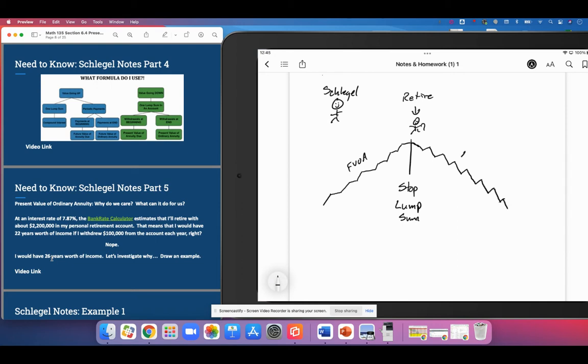And so this is going to be a present value of ordinary annuity now, because now I have gone from putting payments into the account with the value going up to taking payments out of the account and the value is going to be going down. Again, unless I'm making so much money in interest that it is more than the amount that I'm taking out, which is probably not going to happen. And so I'm going to pull up the Bankrate calculator and show you what that would look like on there.